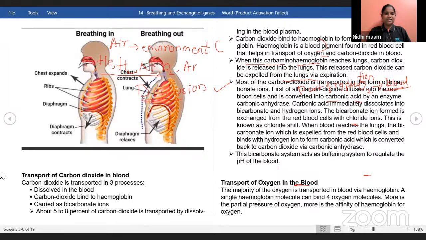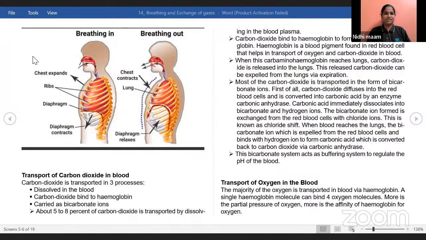Here you can see in the diagram. During inhalation, what happens here? Just see this. Here the ribs are there. The diaphragm contracts here.